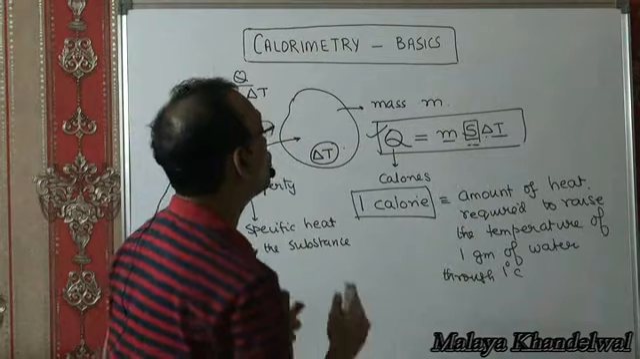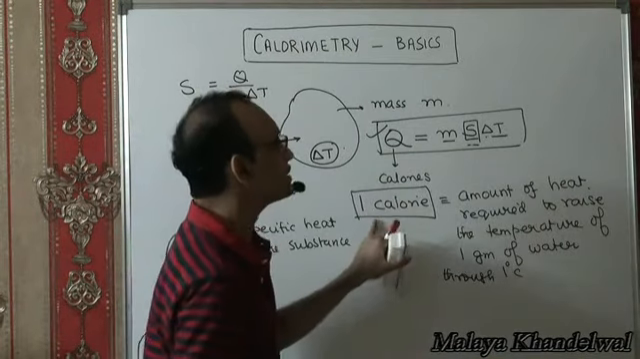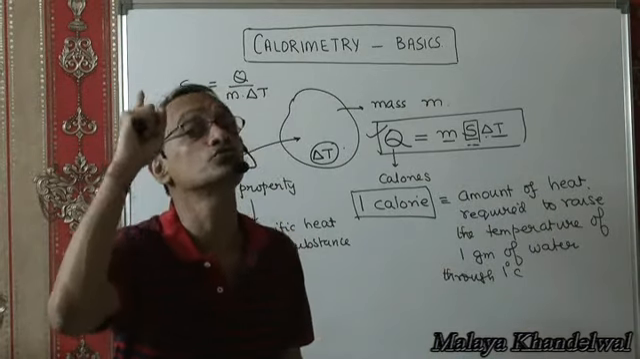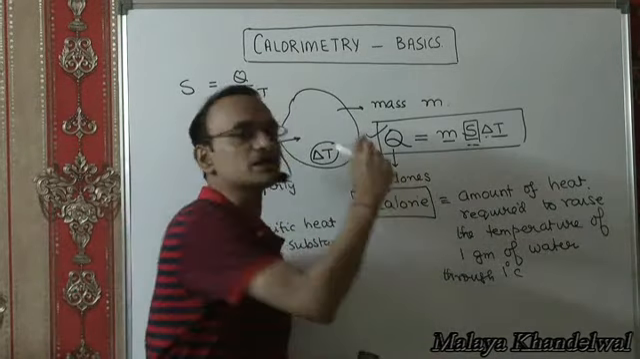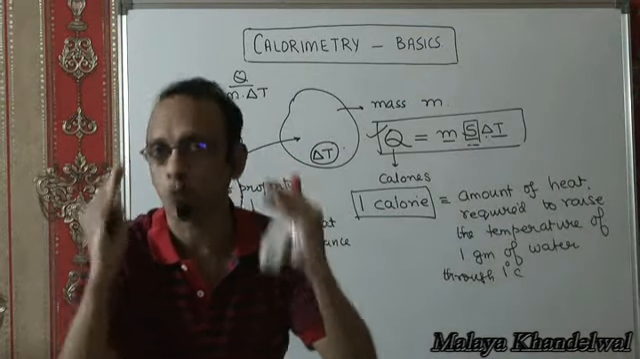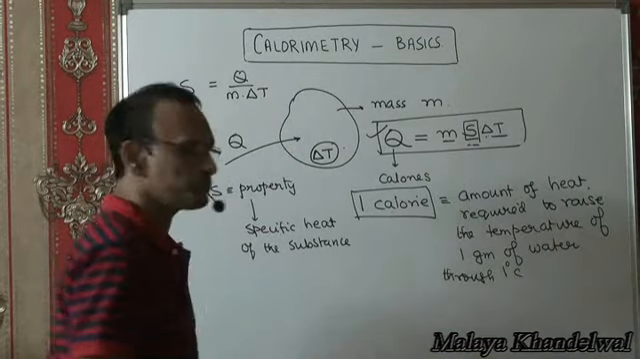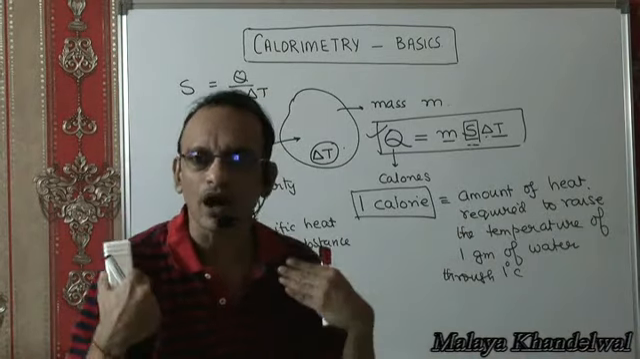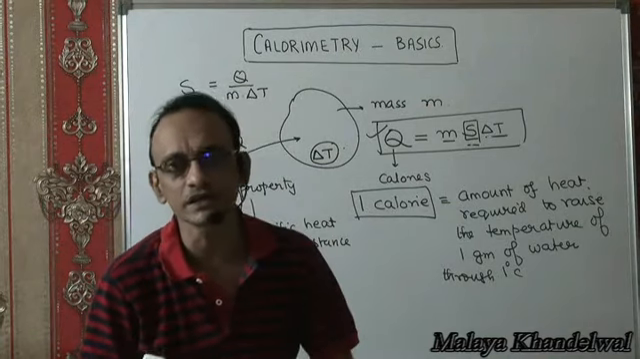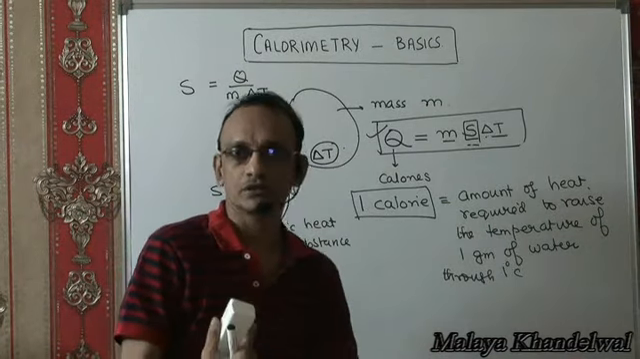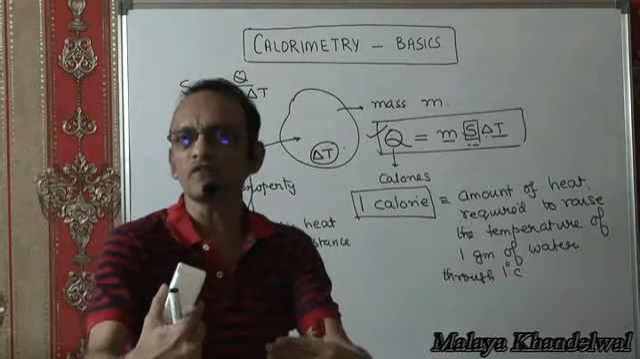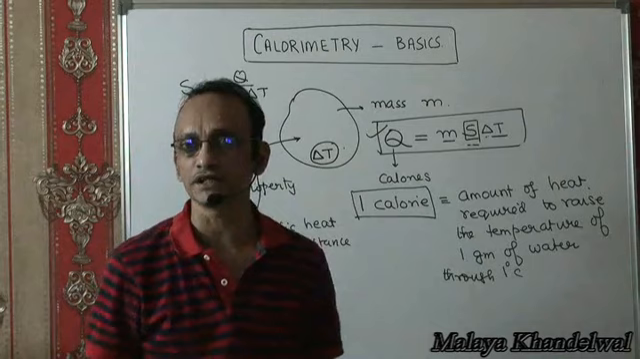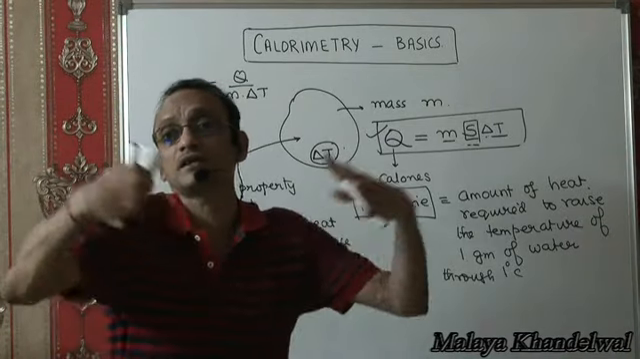And the unit of Q is mostly calories, and 1 calorie is the amount of heat required to raise the temperature of 1 gram of water through 1 degree centigrade. That's the measure of 1 calorie. Now, there are times we use a different unit for heat. Heat, whatever it is, is actually energy. So there is an equivalent of calorie in energy terms, which is joules. Every calorie is a certain amount of joules.